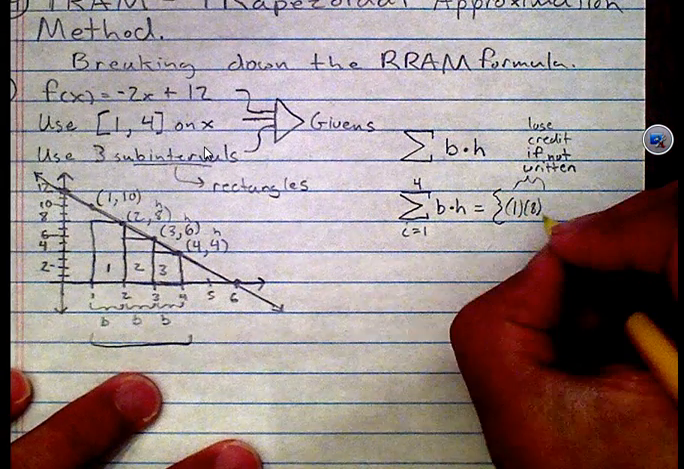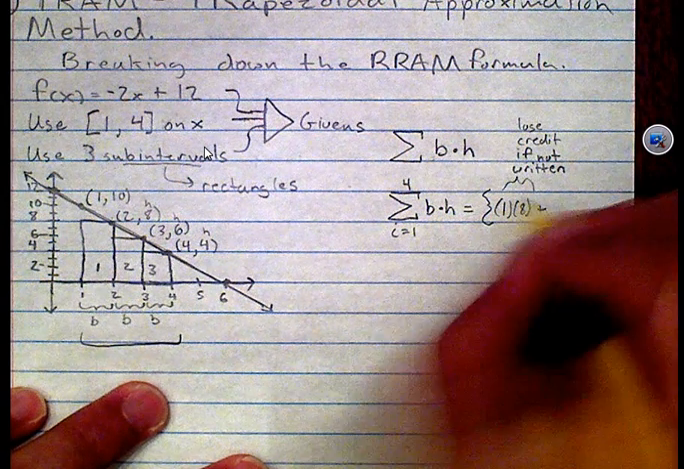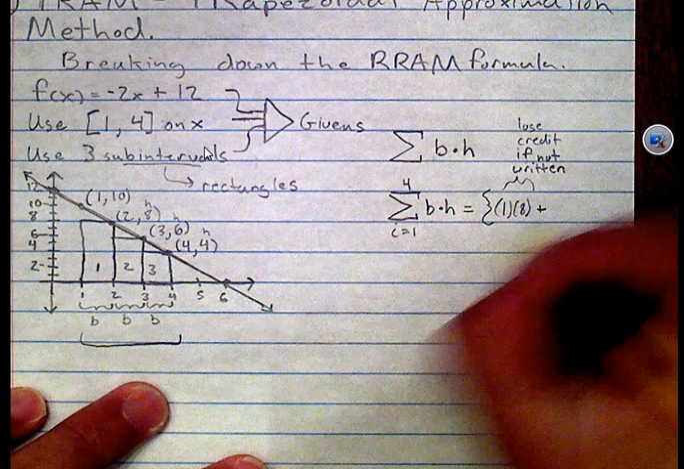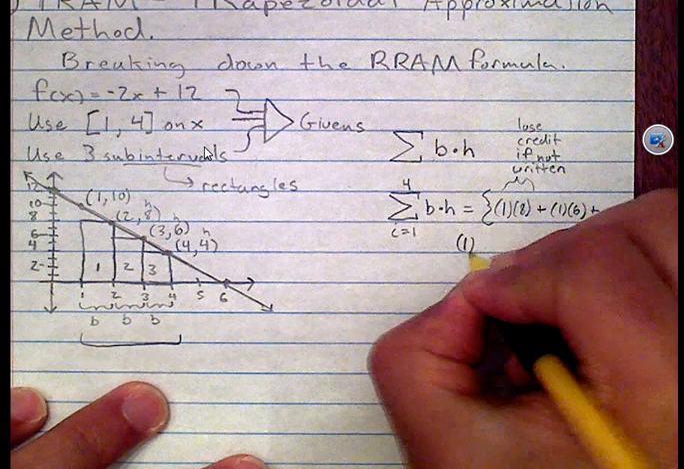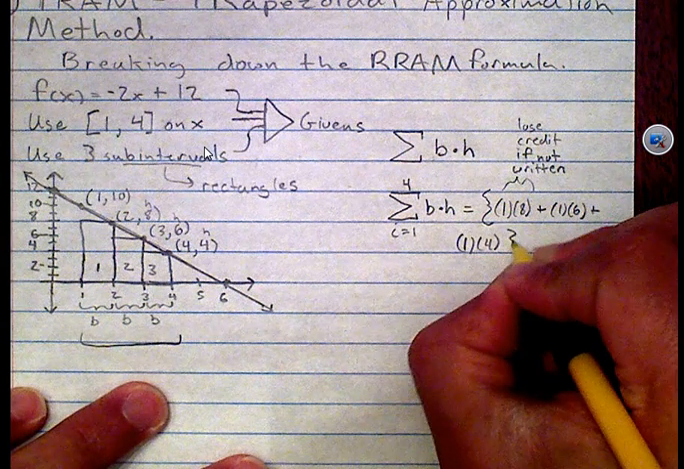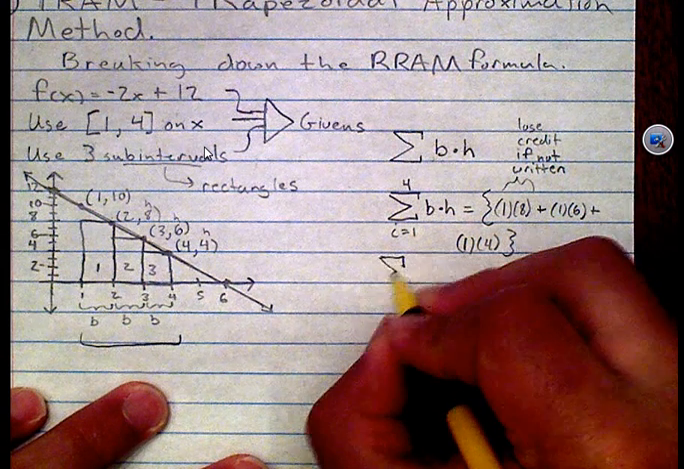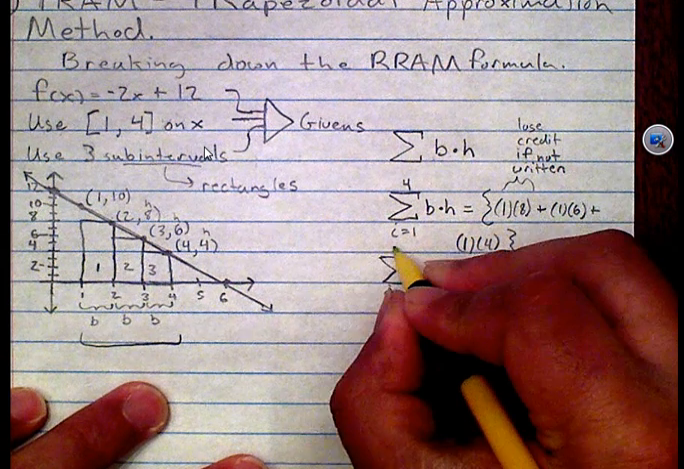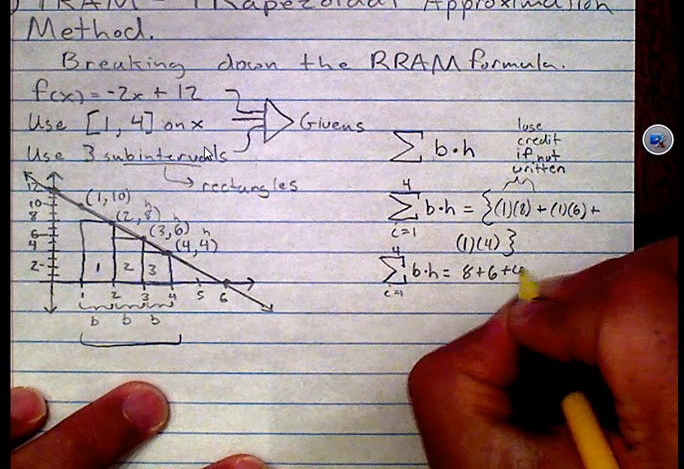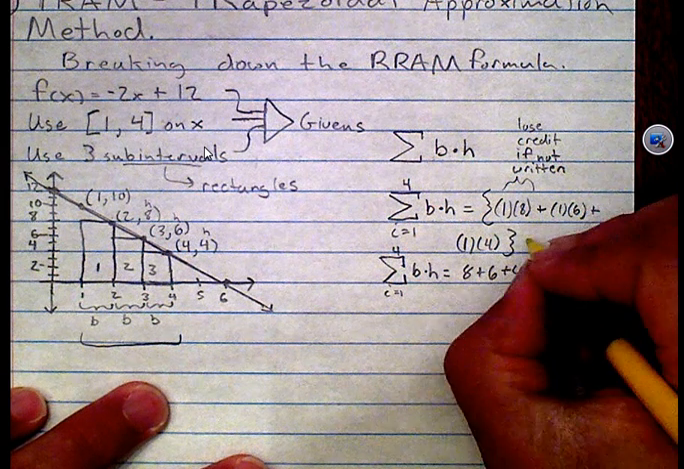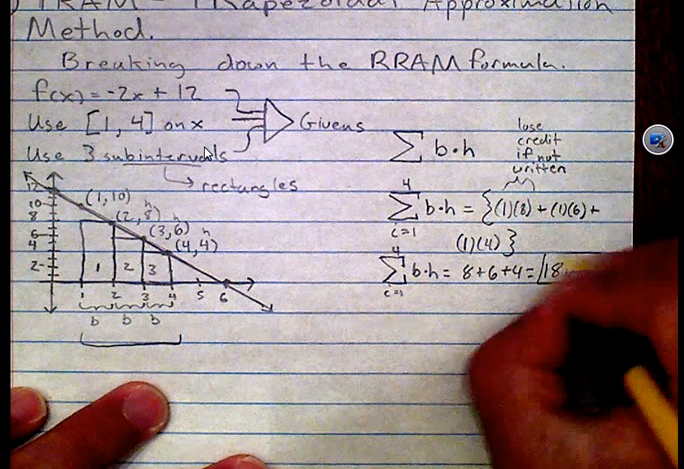So 1 times 8, and then the second base is 1 and the second height is 6, so 1 times 6, and the third base is 1 and the third height is 4, so 1 times 4. All right, so there you go, and then I'll just rewrite it all again, just to be tasteful. 8 plus 6 plus 4 equals 18. 18 units squared. Make sure we put units squared because it's area.